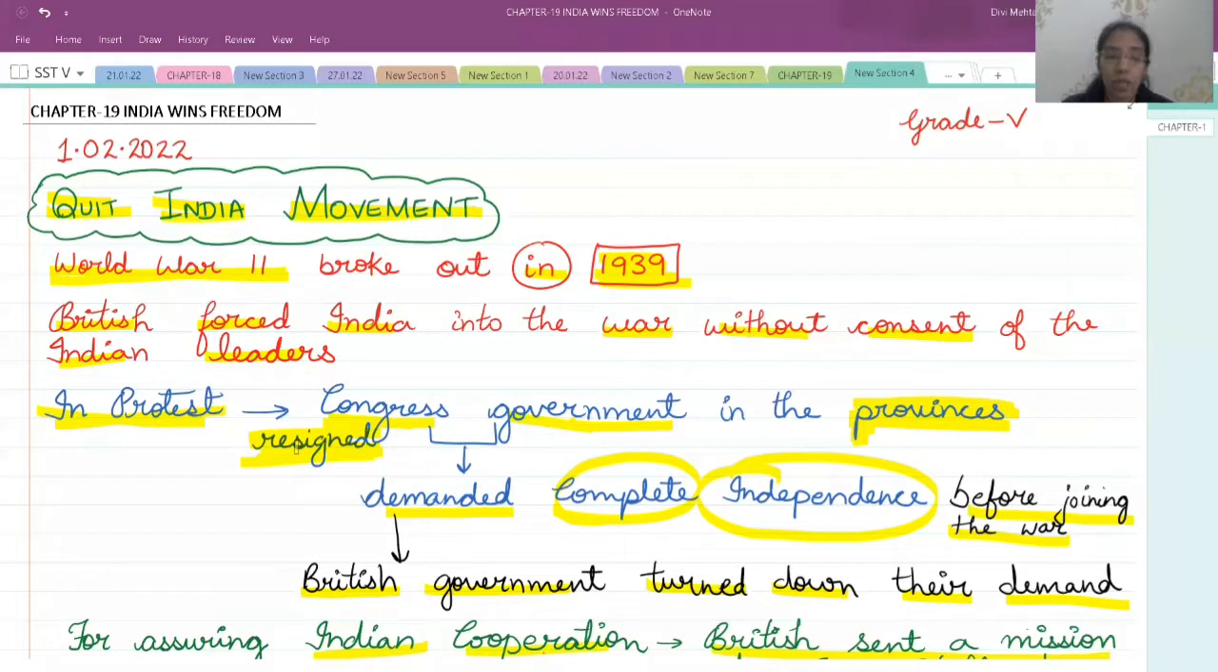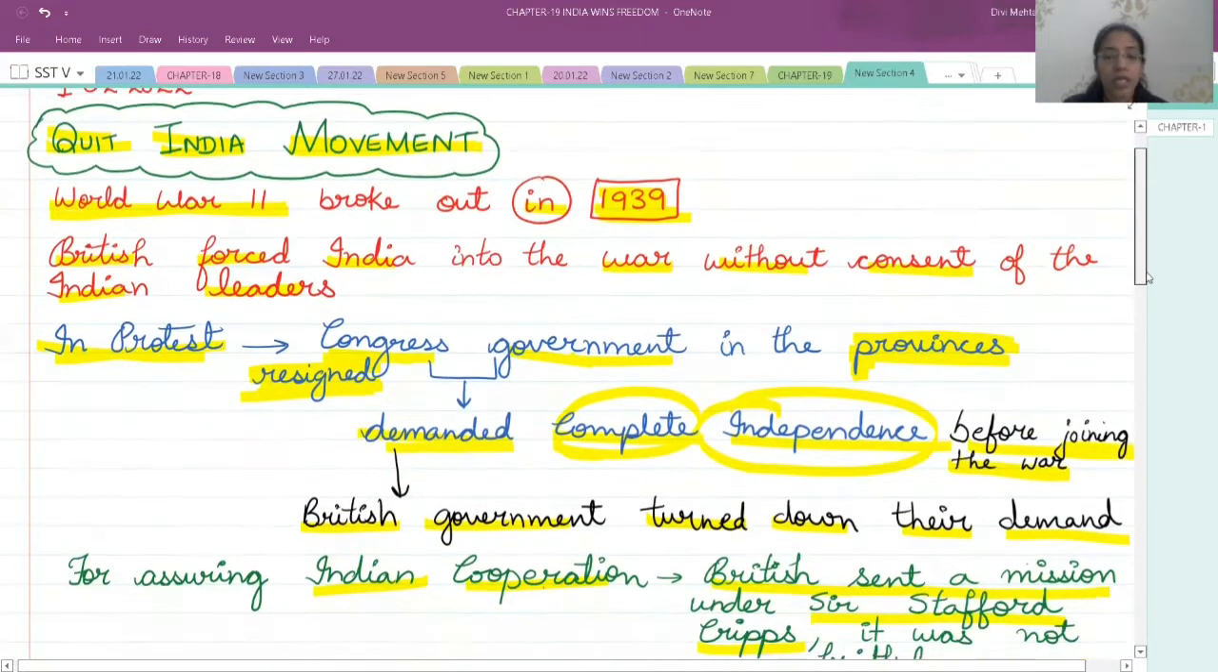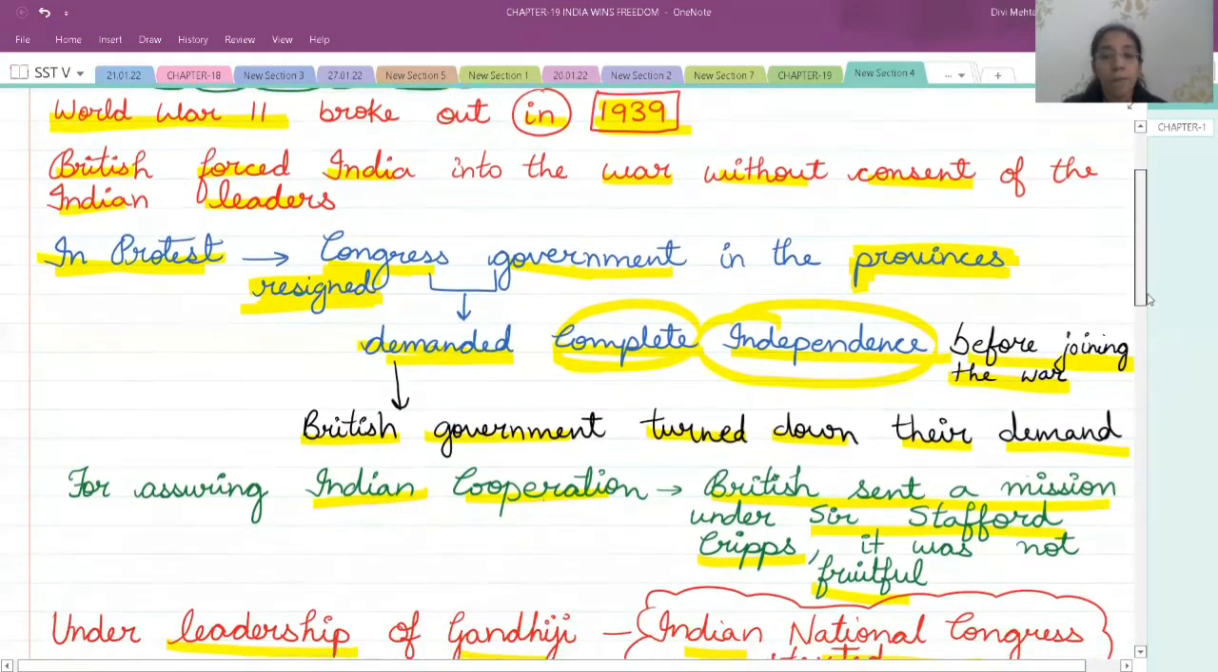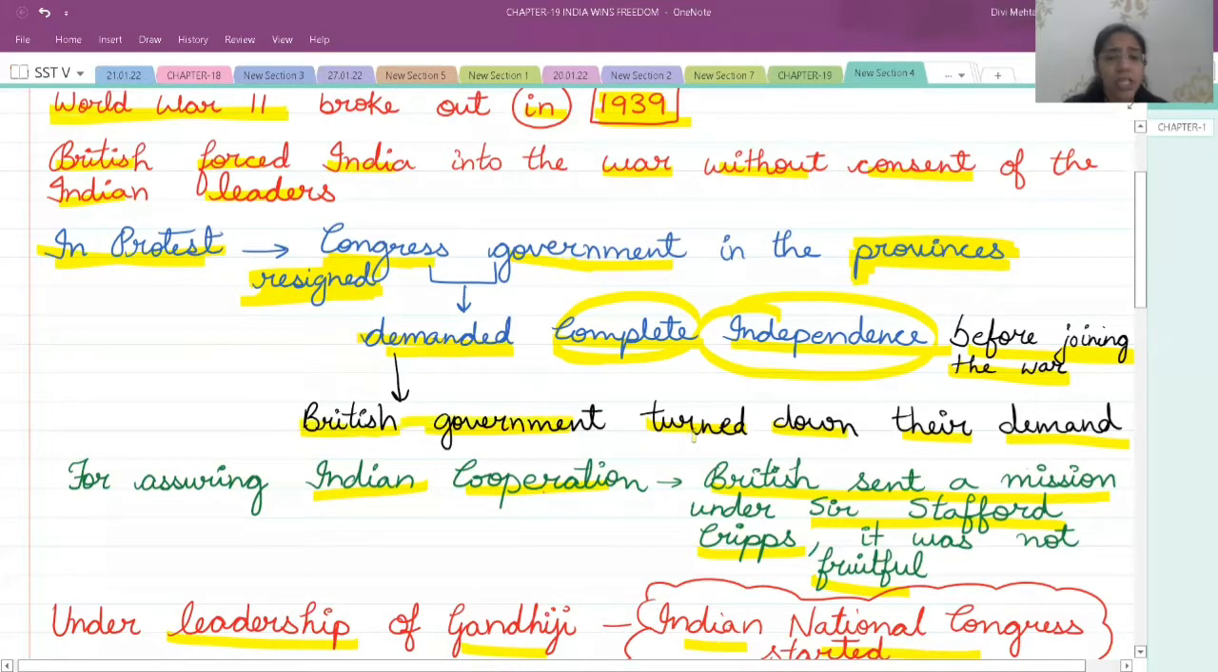They resigned because they were protesting: why are the Britishers forcing us to join World War II? The Congress government demanded that they give us complete independence, Purna Swaraj, before joining the war. But the British government turned down their demand. They said no, we will not fulfill your demand.